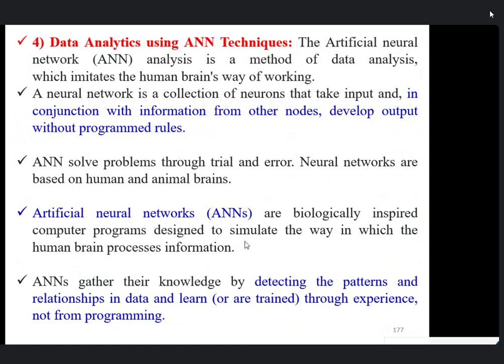Then why we are using ANNs? It gathers its knowledge by detecting the patterns, relationships, and associations between points. And we are finding interesting analytics, interesting information, meaningful data, trained through experience and not from any programming.